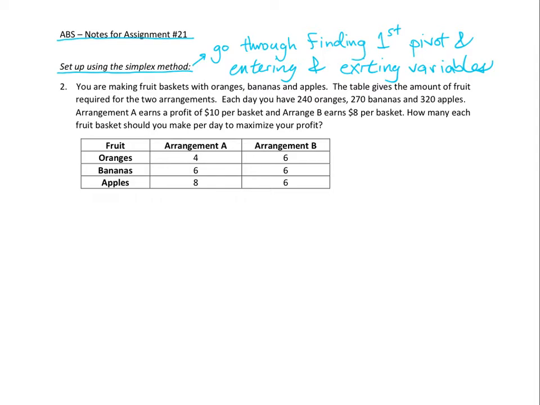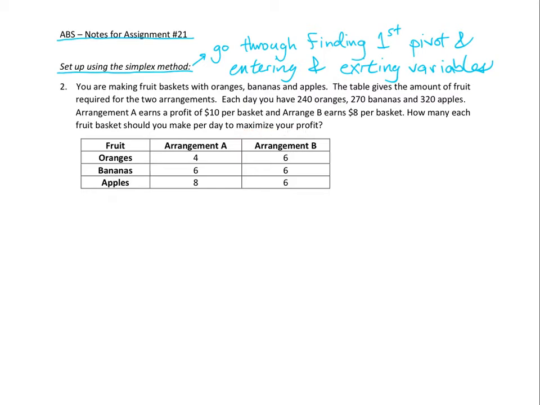Let's jump in. First thing, most important thing you should do when you're given an example or an exercise, don't worry about the periphery stuff. We'll get to that in a minute. We need to read it. First things first. You're making fruit baskets with oranges, bananas, and apples. The table gives the amount of fruit required for the two arrangements. Each day you have 240 oranges, 270 bananas, and 320 apples. Arrangement A earns a profit of $10 per basket, and arrangement B earns $8 per basket. How many of each basket should you make per day to maximize your profit?